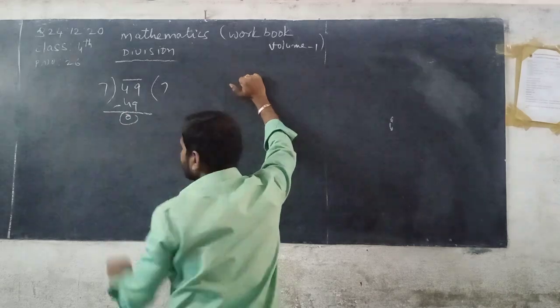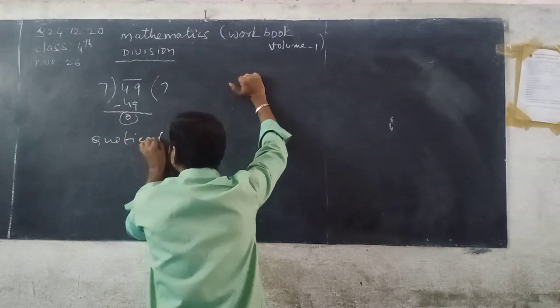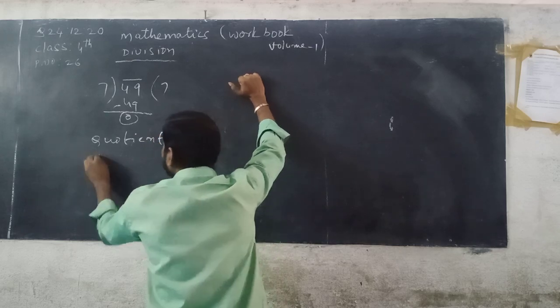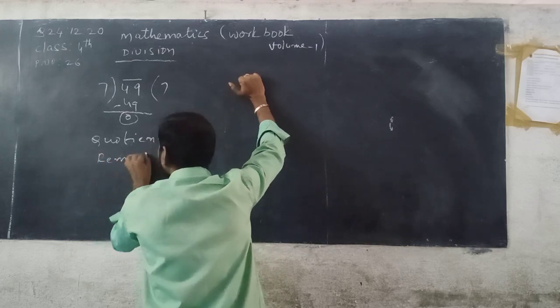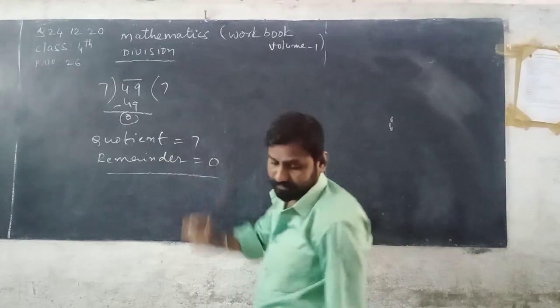Okay, see here, quotient is equal to 7, remainder is equal to 0.